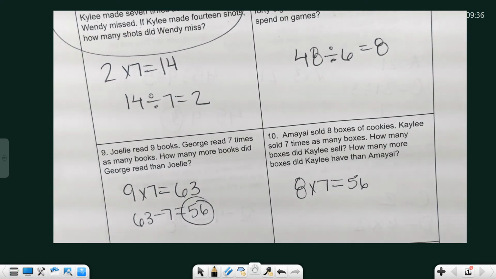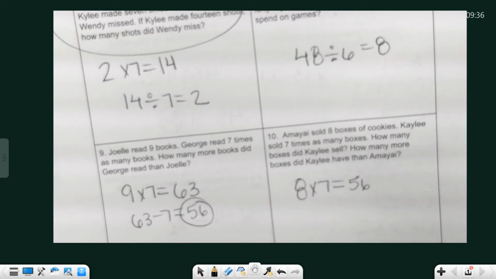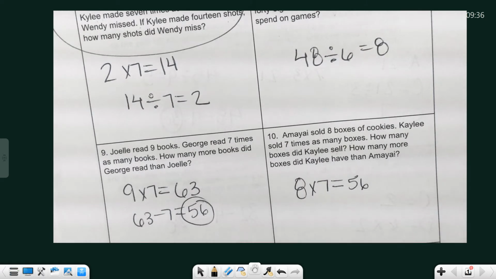Pause for a second. Remember why you had to study 7 timetables? Do you not have a lot of 7s in this? We got some 8s too, and some 9s too. 56 minus 7 equals. Now, the first part, 8 times 7 is 56. So Kaylee sold 56 boxes. How many more did she sell than Amaya? 49.